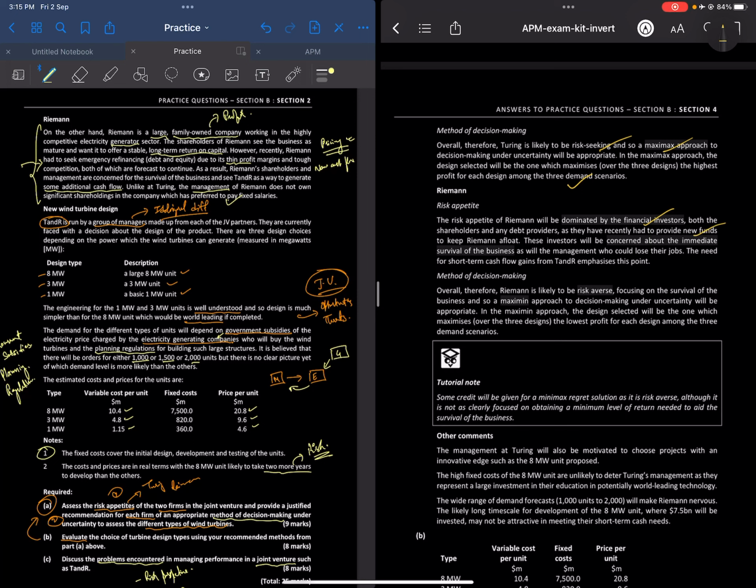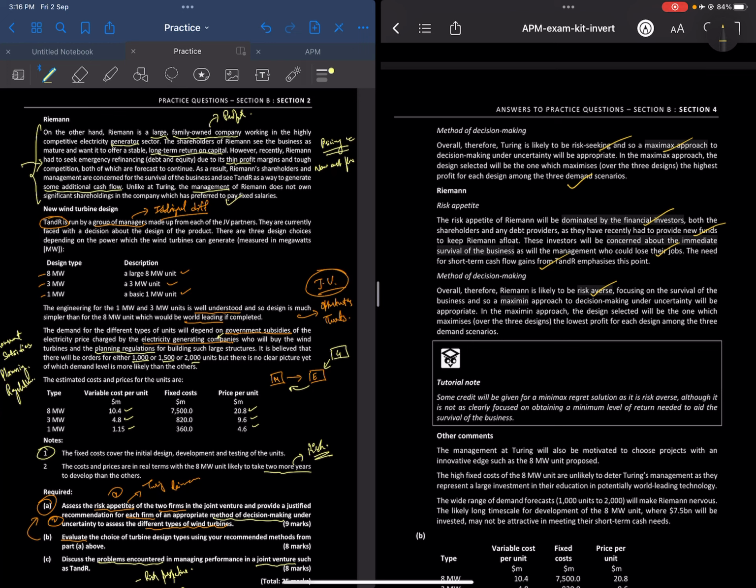So these investors are concerned with the immediate survival of the business, as the management will lose their jobs, right? So there is a short-term need for cash flow. Remember the point that I've identified that will earn us a mark. And then the method of decision making is going to be risk averse, so they will be selecting an approach called maximin. So decision making under uncertainty will be appropriate.